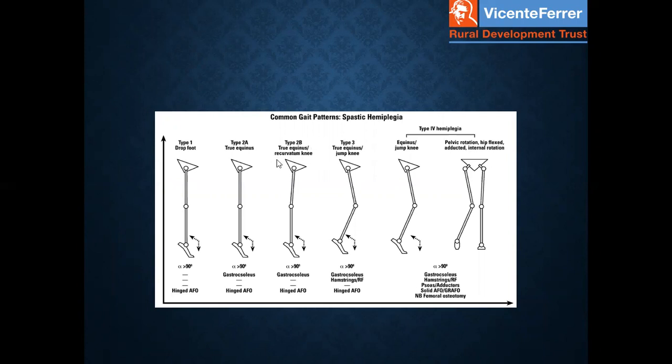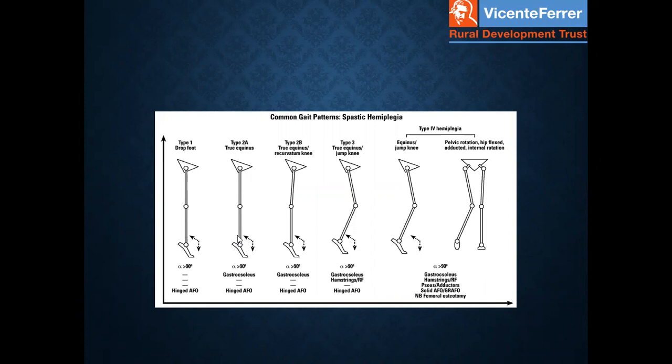In type 2A and type 2B, it is called a true equinus. Why it is called true equinus means the foot is in plantar flexion throughout the swing phase, and there won't be passive dorsiflexion. It is not possible to have a passive dorsiflexion of the ankle.